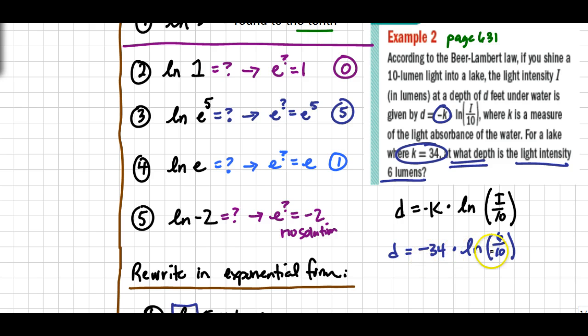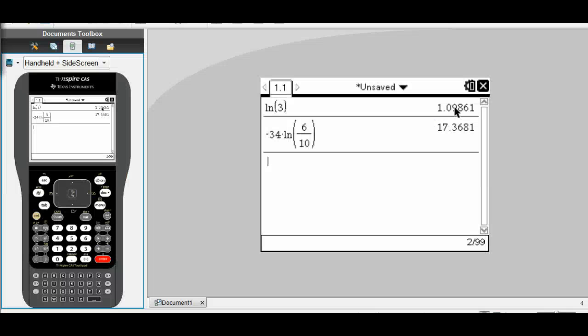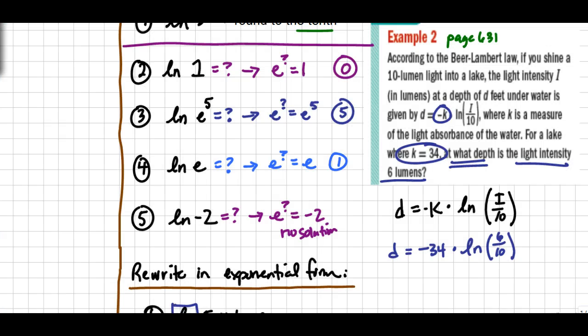So grab your calculator, we're going to type that in. So I typed in negative 34 times the natural log of 6 over 10, or 6 divided by 10. Hit a control enter to get a decimal answer. We'd round to whatever they ask for. If we rounded to the 10th here, we'd say 17.4. If we rounded to the whole number, we'd say about 17. So the depth here is about, let's say 17, and it looks like we're measuring in feet.